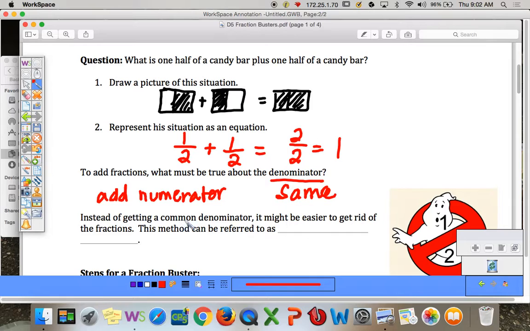So it says instead of getting a common denominator, it might be easier to get rid of the fractions. And this method can be referred to as fraction busters. And so that's our goal today. So you may have learned when you're adding fractions to get that common denominator. But there is an easier method, just getting rid of the fraction completely, and that's our goal. So we'll be given equations with fractions. Let's get rid of the fractions, and then you should be able to solve.